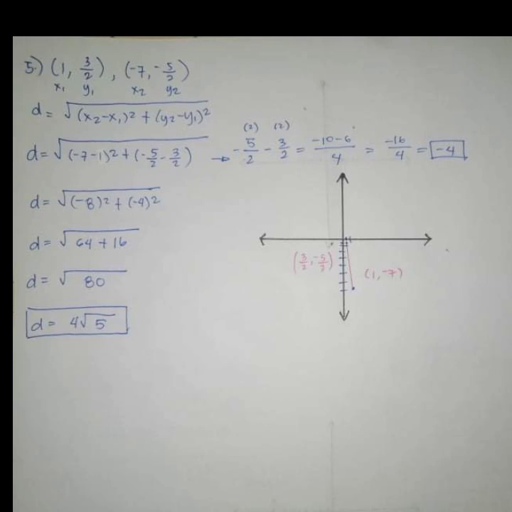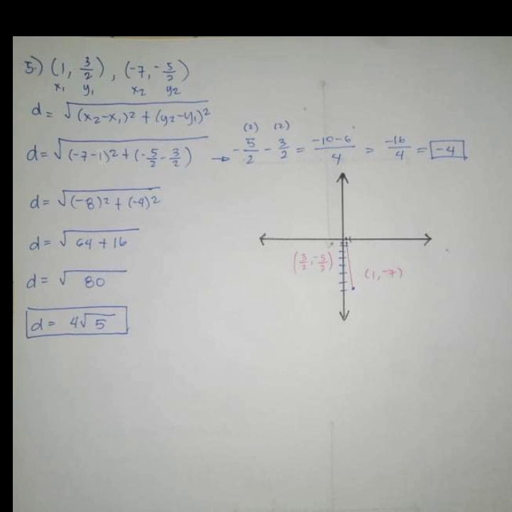So next, number 5 we have (1, 3/2) and the other is (-7, -5/2). So (1, 3/2) is x sub 1 and y sub 1, and the other is x sub 2 and y sub 2. So we have the formula d is equal to the square root of (x sub 2 minus x sub 1) squared plus (y sub 2 minus y sub 1) squared. So we have to substitute that. So we have d equal to the square root of (-7 minus 1) squared plus (-5/2 minus 3/2).